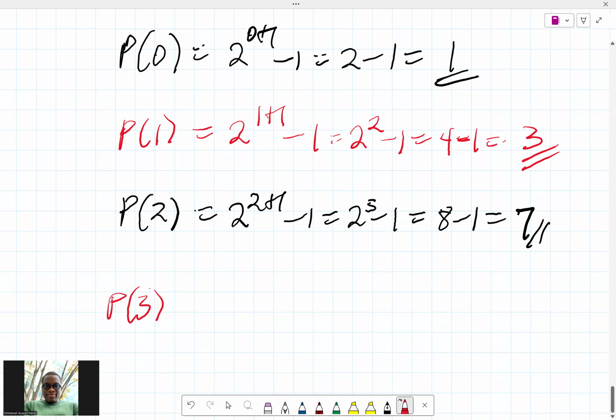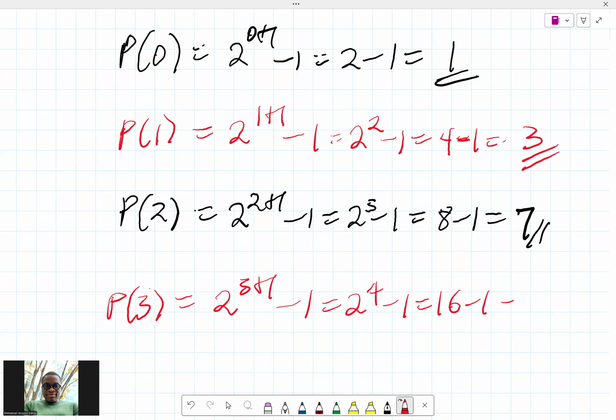So P of 3 is equal to 2 raised power 3 plus 1 minus 1. That is 2 raised power 4 minus 1. That is 16 minus 1. So 15 rabbits after the third generation.